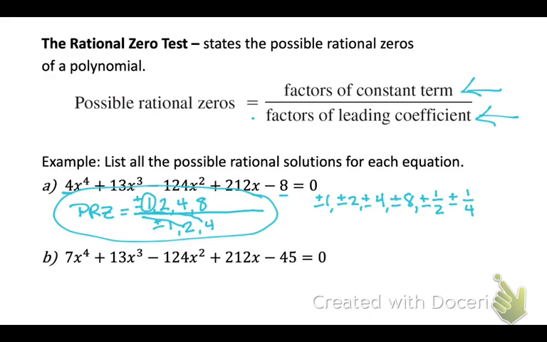7x to the fourth plus 13x cubed minus 124x squared plus 112x minus 45. What did I change only?